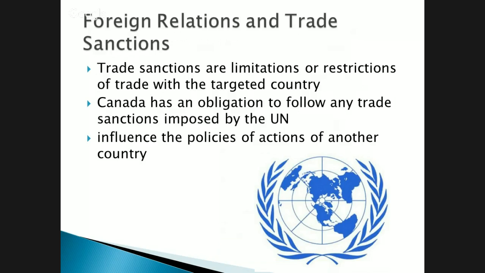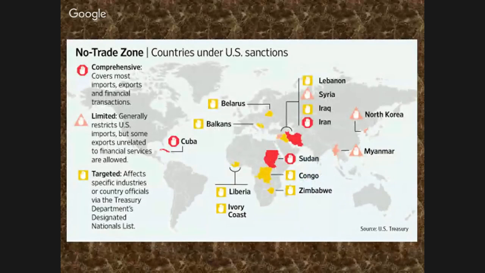These sanctions are usually put in place to influence the policies or actions of another country. There's two other acts in Canada that can be used to impose trade sanctions: the Special Economic Measures Act and the Export and Import Permits Act. Those are mentioned in the text as well under foreign relations. Anyway, those are examples of foreign relations and trade sanctions and what they are.